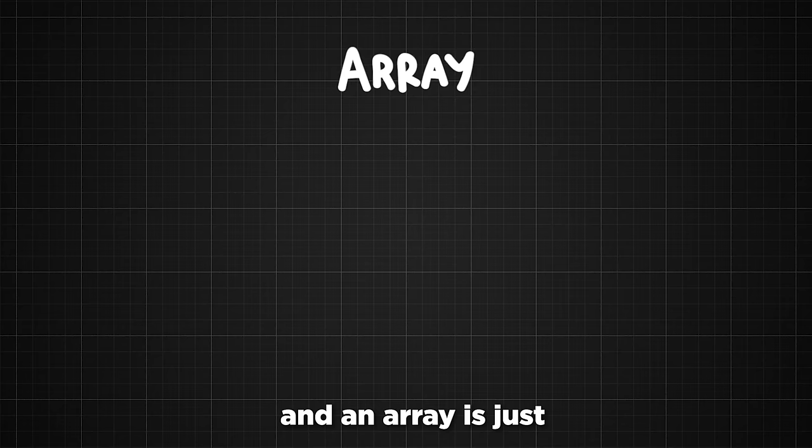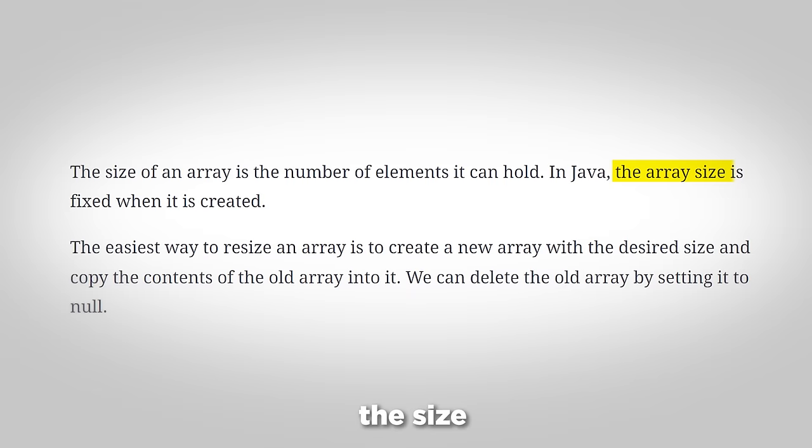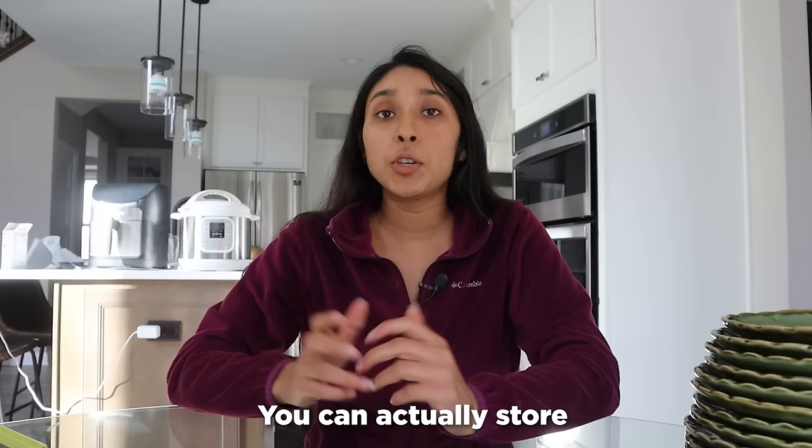One simple data structure that we can use is an array. And an array is just a fixed container with multiple tiny containers inside of it. You can't really change the size of this data structure, but that's okay. We'll learn why next. You can actually store a bunch of different data types inside of this. I'm talking integers, booleans, strings, longs, floats, you name it.